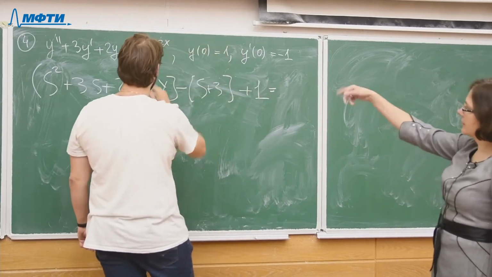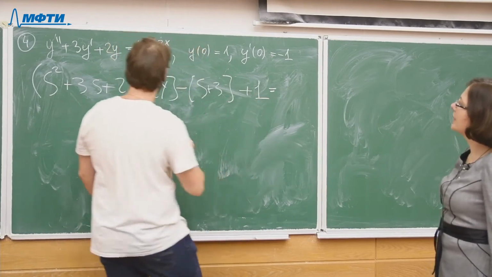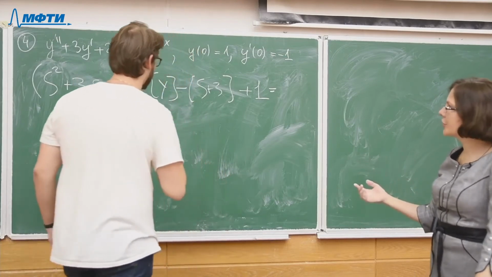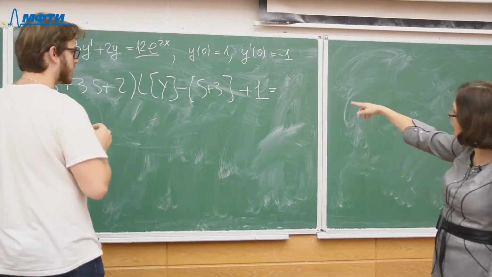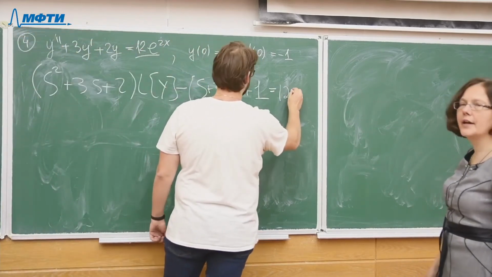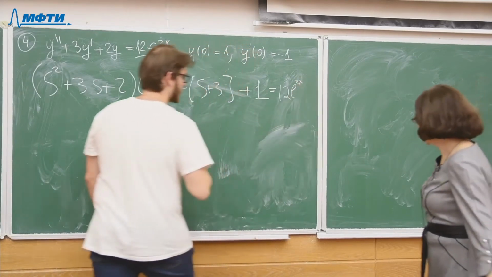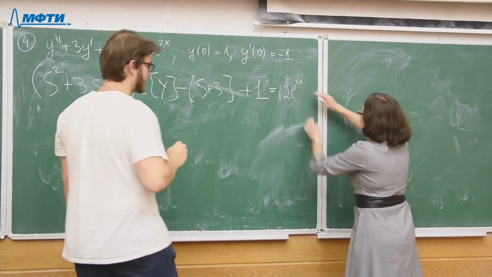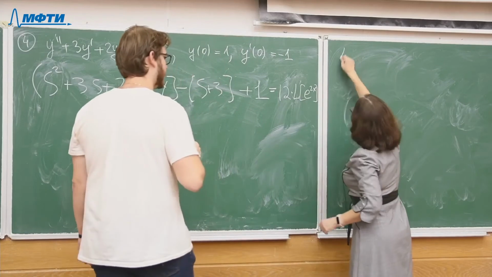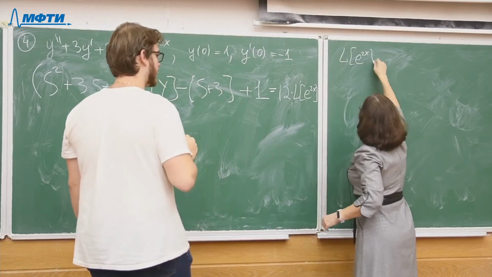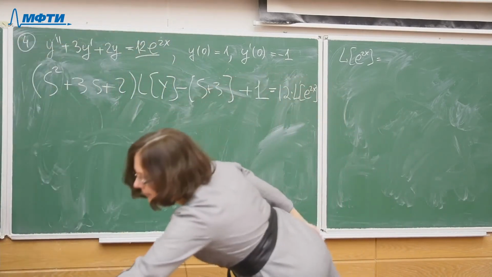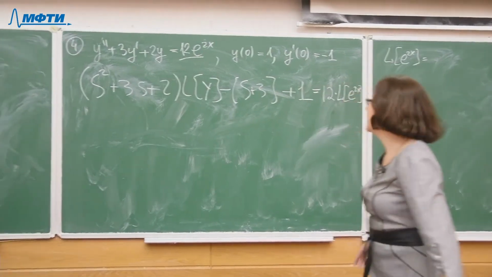Next, what is the Laplace transform for this function? The Laplace transform is a linear function. So 12 is a constant. It can be moved here. By linearity, you should find the Laplace transform of this function. It must be 12 times L of e to 2x. And what is L of e to 2x? You may take the table and use the table that way. Take the table.